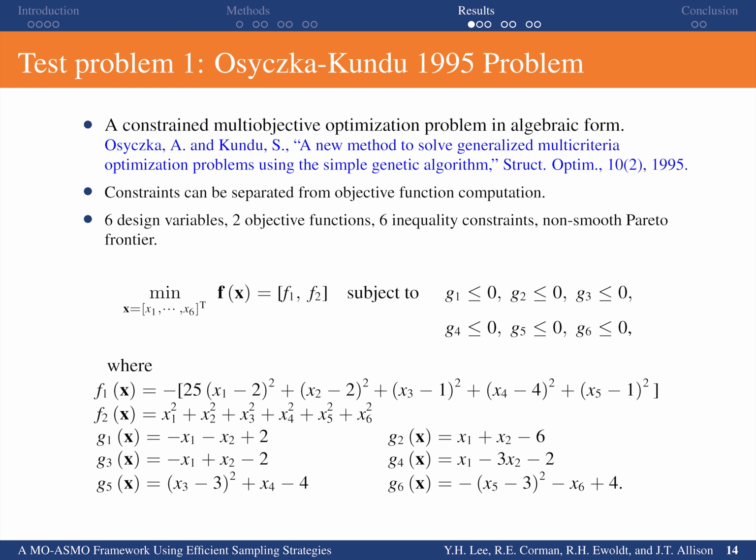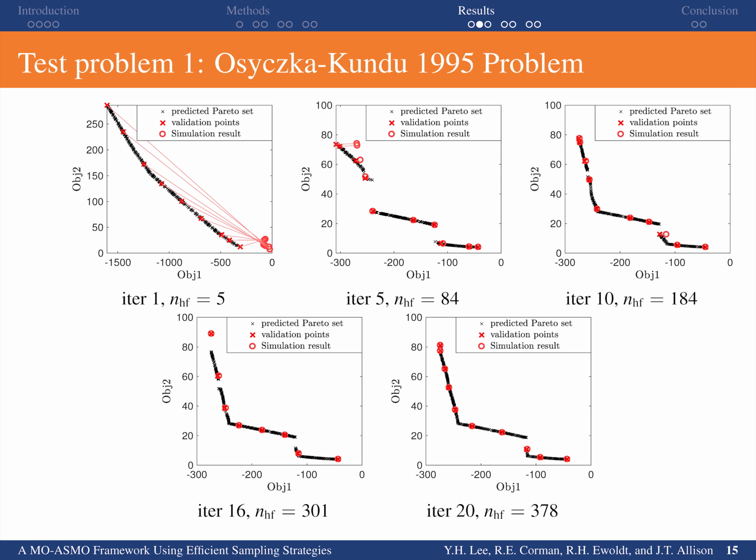We chose this problem because it is in algebraic form, has 6 design variables, 2 objective functions, and 6 inequality constraints, which make the shape of the Pareto frontier non-smooth. All constraints can be separated from objective function computation.